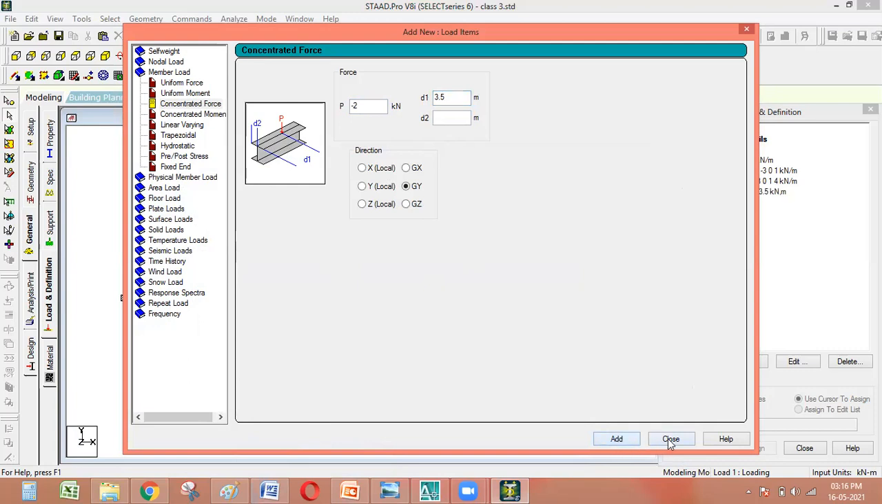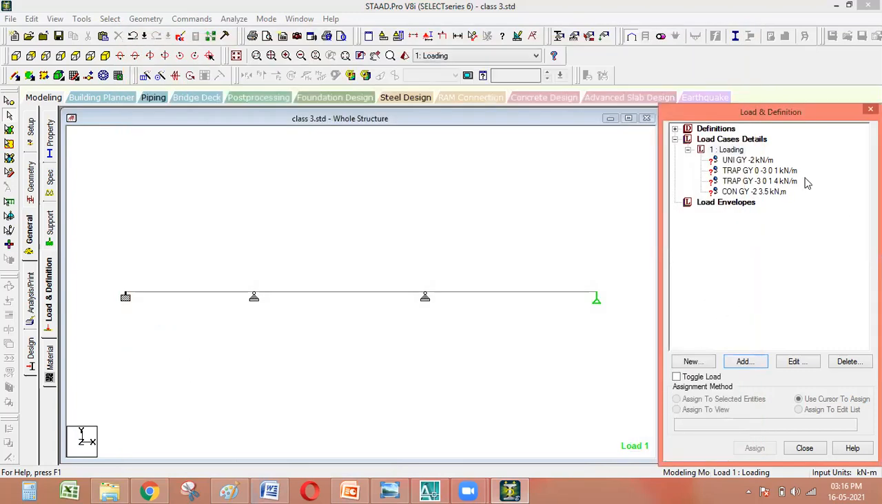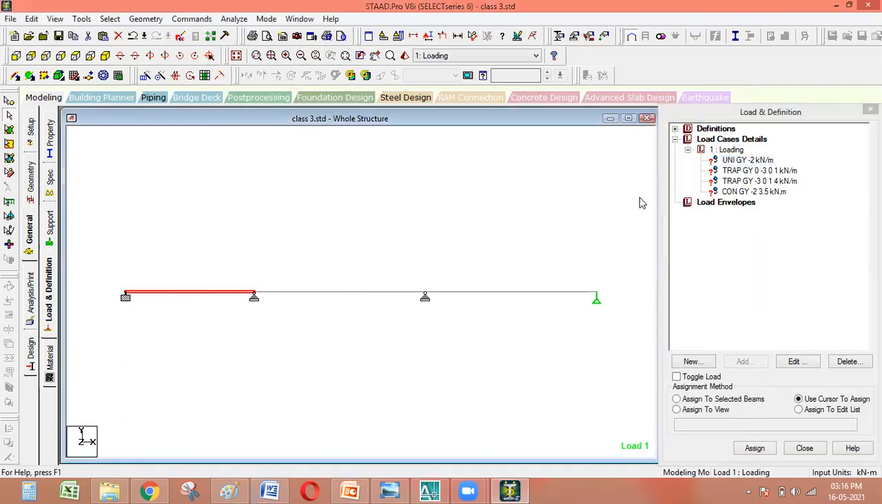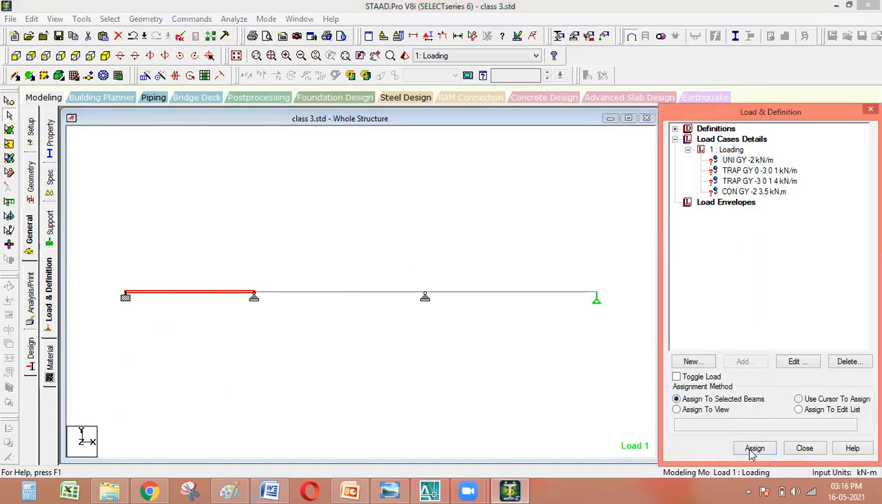Add. Close. We have added all the loads here. Therefore, take the first beam, add first load to that, assign to the selected beam.